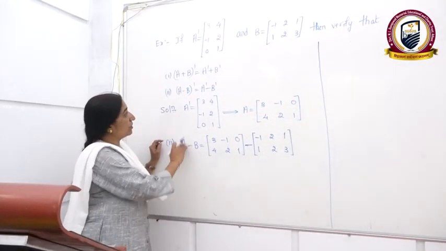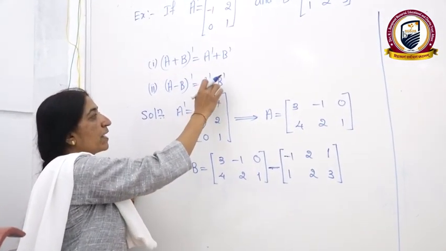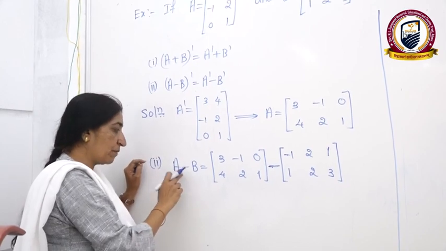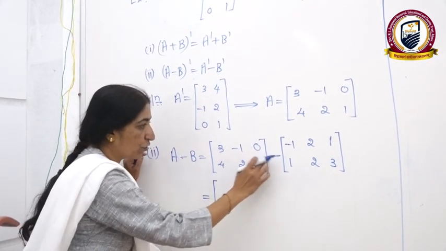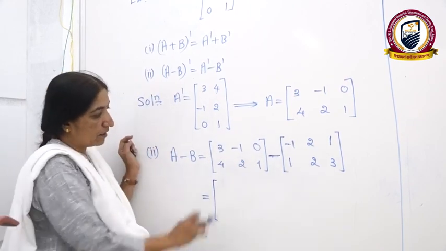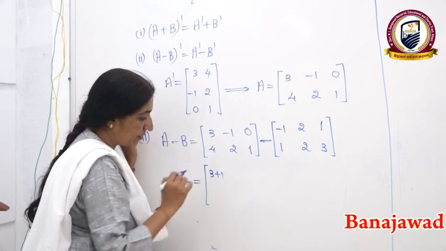See the next question. (A minus B) whole transpose is A transpose minus B transpose. First I am writing A minus B. In that I am writing the subtraction of corresponding elements. Here 3 minus (minus 1) is 3 plus 1.